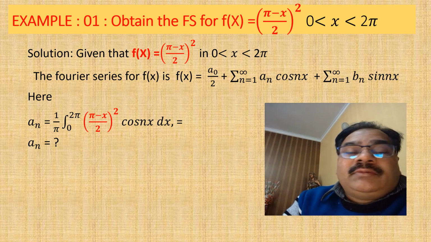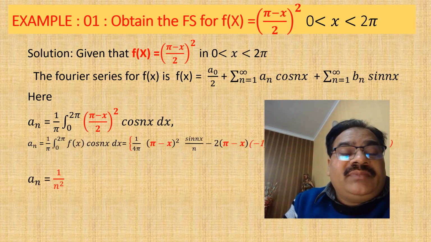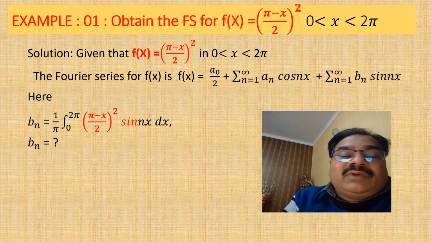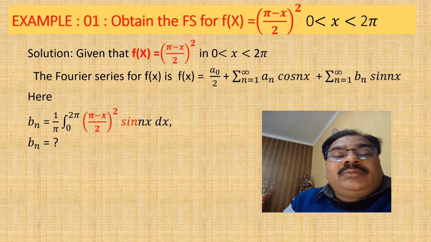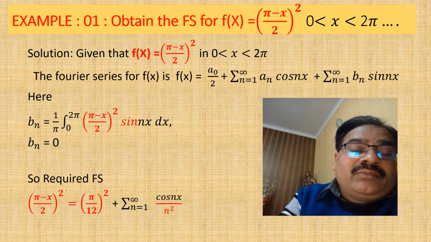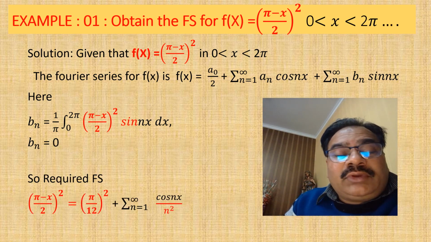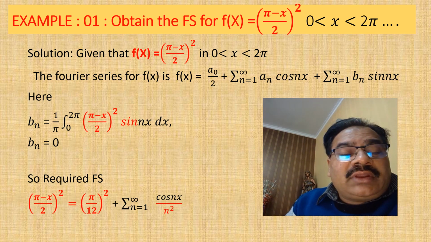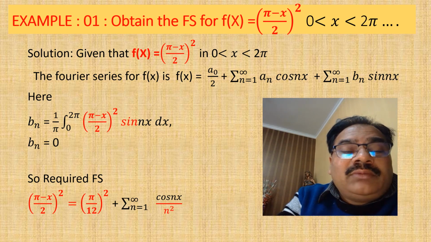Similarly you can evaluate the a n. After evaluation you will get a n as 1 by pi integral 0 to 2 pi ((pi minus x) by 2) whole square cosine nx dx, and a n will be 1 by n square. You check yourself, and then b n similarly you can calculate, and b n will be 0. Then after putting all the values here, the required Fourier series will be (pi by 12) whole square plus summation over n equal to 1 to infinity cosine nx by n square.